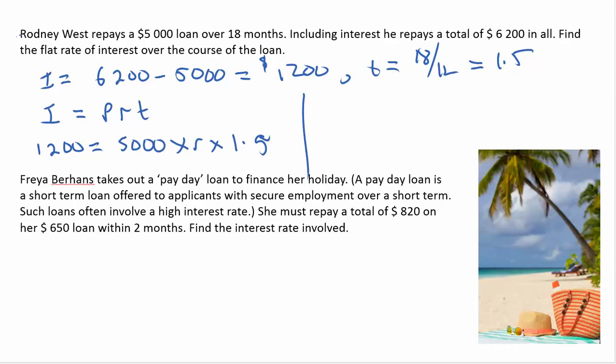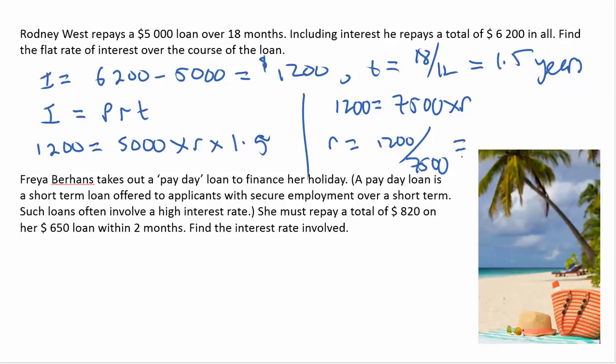So in the next part of this section, I've got a 5,000 loan over 18 months, including interest 6,200. So in other words, the interest earned, 6,200 take 5,000, is 1,200, I should say. The time, 18 over 12, 1.5 years. Now plug that into the equation, and what I'll have in the next step is 1,200 is equal to 7,500 times R. Which gives me 0.16 or 16%. Now that's quite a high interest rate.